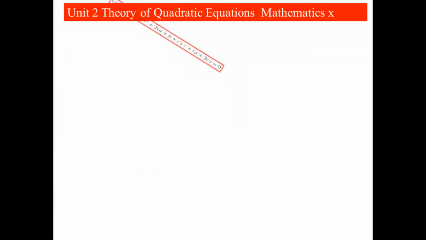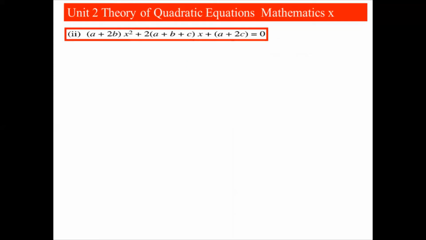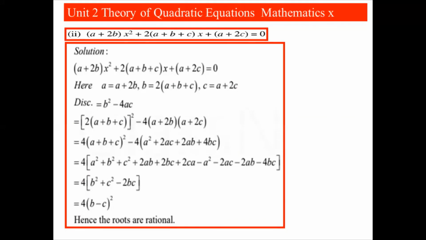Part B. This is a quadratic equation in standard form. So you have to select the values: a is equal to a plus 2b, b is equal to 2 into (a plus b c), and c is equal to a plus 2c. So the discriminant is equal to b square minus 4ac. Here b is equal to 2 into (a plus b plus c), this is whole square, minus 4a, and this is the value of c.